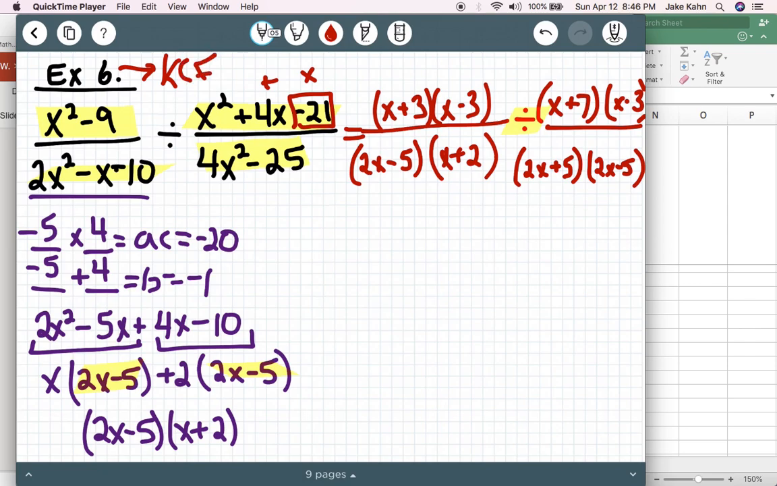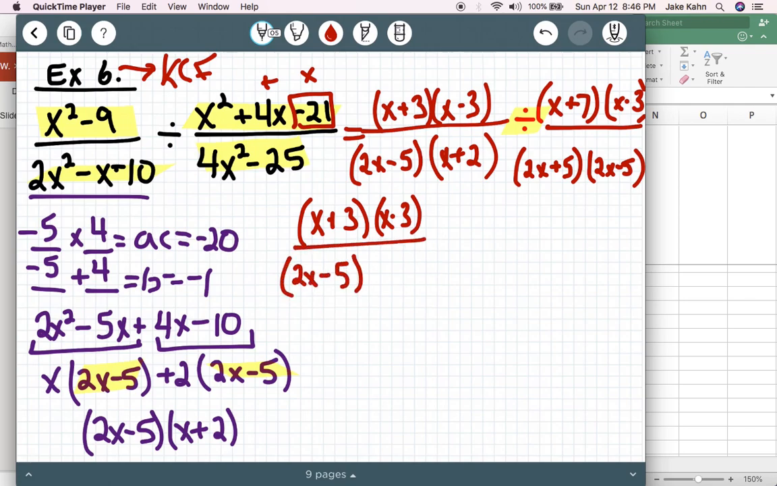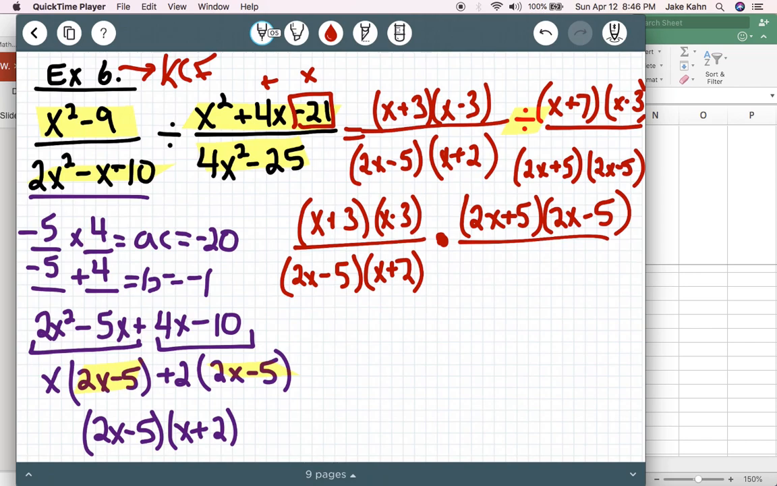So the first fraction we keep the same. X plus 3 times x minus 3 over 2x minus 5 times x plus 2. We change the division to a multiplication, and we flip the second fraction. 2x plus 5 times 2x minus 5 is now on top of this fraction, and on bottom we now have x plus 7 times x minus 3.